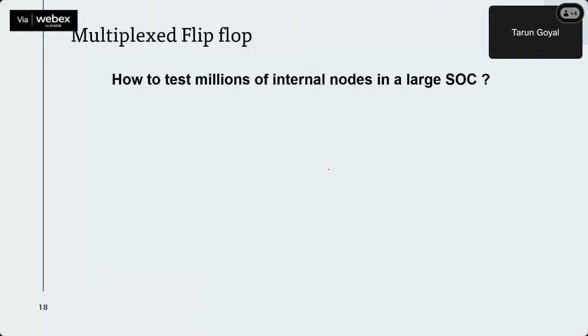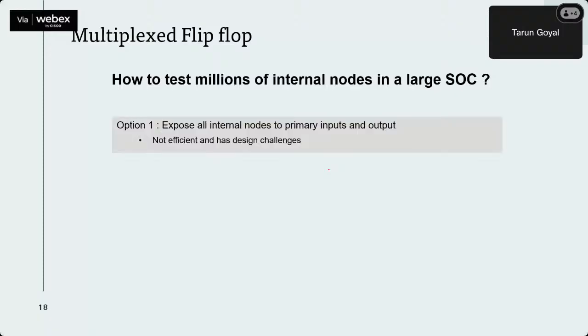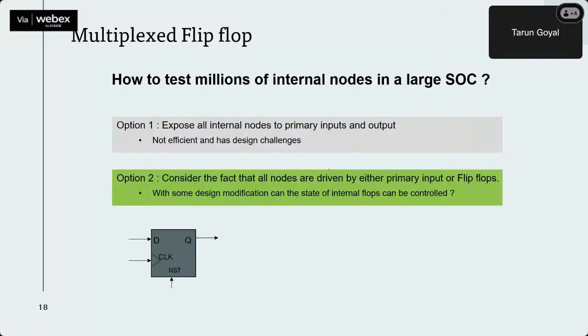Now coming to the multiplexed flip-flop. We have millions of transistors, which we can call nodes. To expose all internal nodes to primary inputs and outputs, can we assume how many SoC input pads there would have to be? This is impractical, and none of us can do that. So how does DFT matter?